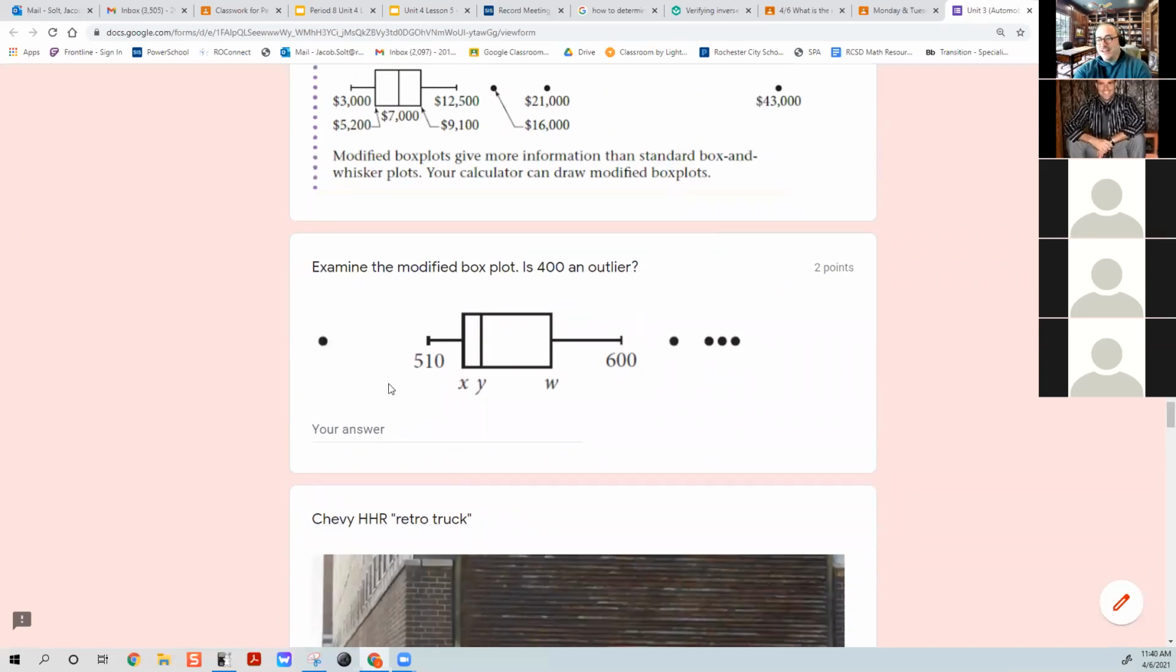All right, well, 400 is an outlier, right? 400 is an outlier because it is represented as a dot. How did I know that? Well, I know that because 510 here is the end of this whisker. So anything less than 510 is going to represent an outlier.